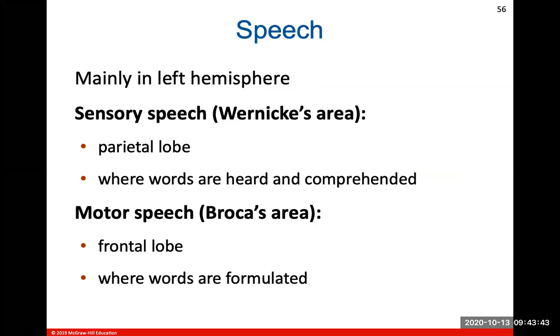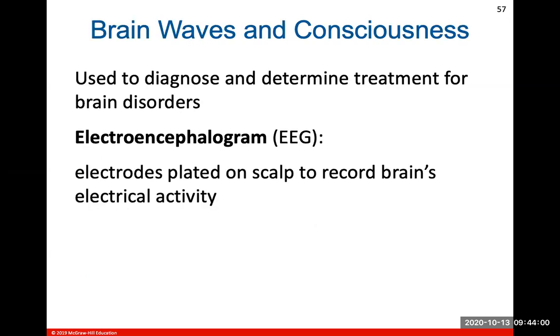Speech is mainly controlled in the left hemisphere in the sensory speech or Wernicke area in the parietal lobe. This is where words are heard and comprehended. And motor speech is in the Broca's area, which is in the frontal lobe, and this is where words will be formulated.